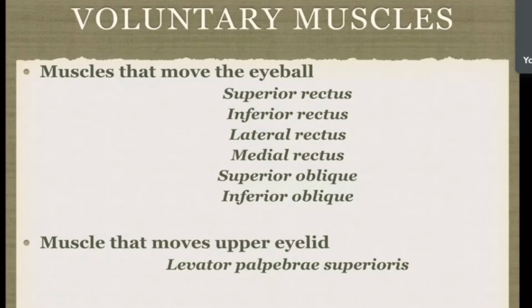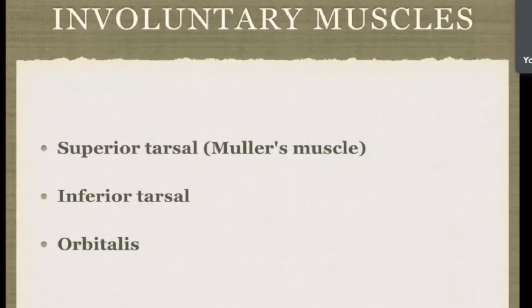Okay. So we have to see each in detail. And what about the involuntary muscles? There are three involuntary muscles: the superior tarsal muscle, inferior tarsal muscle, and a muscle called orbitalis. The superior tarsal muscle is also known as Muller's muscle, and it is actually a part of levator palpebrae superioris. The voluntary muscles are supplied by the 3rd, 4th, and 6th cranial nerves, whereas the involuntary muscles are supplied by the sympathetic system.